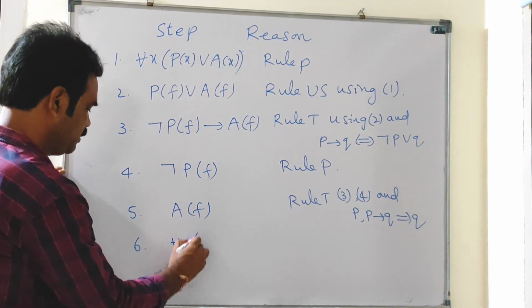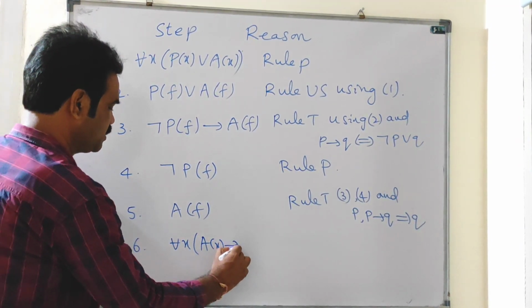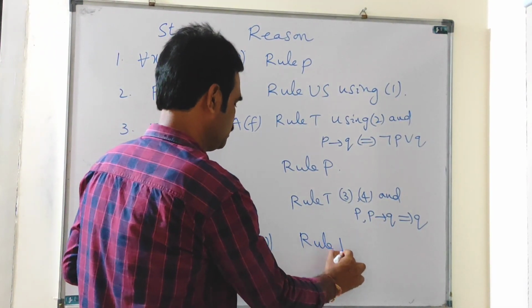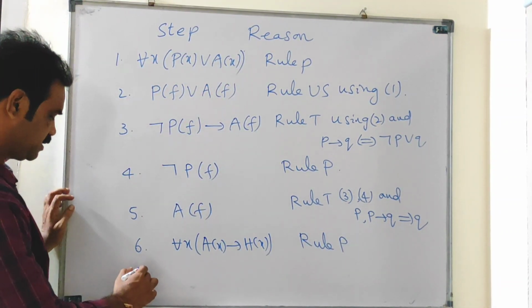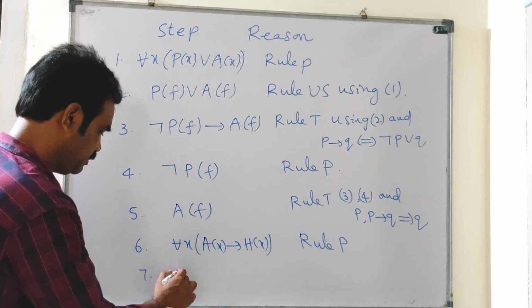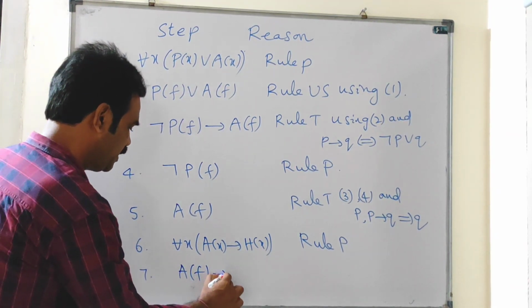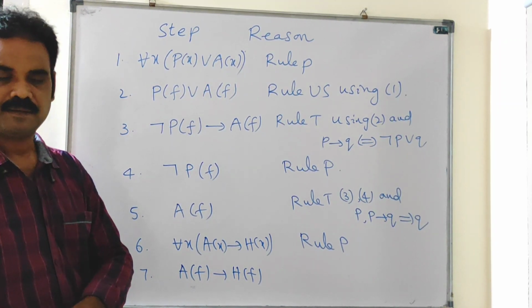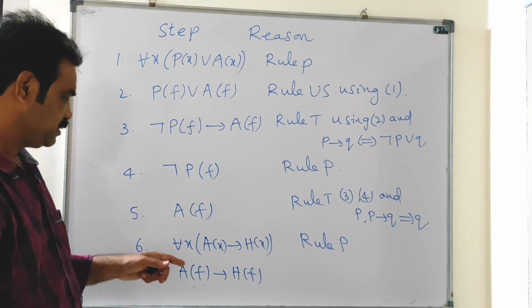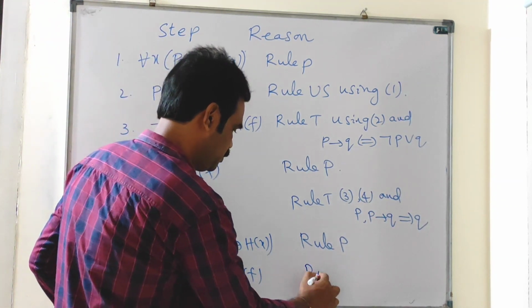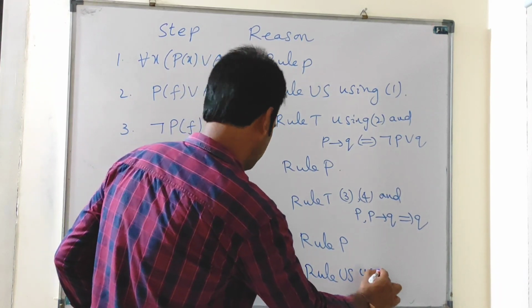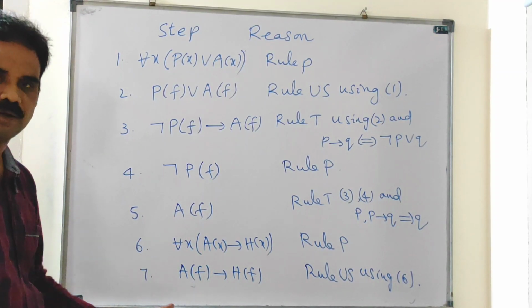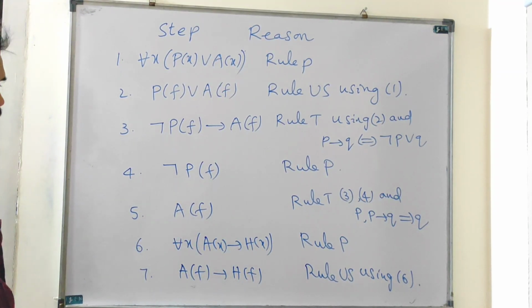See the next step. For all x, A of x implies H of x. This is in given premises. Hence, this is rule P. Next, you can write A of f implies H of f by rule US. If we have for all x P of x, then P of c for any c. That is rule US, rule US using 6.